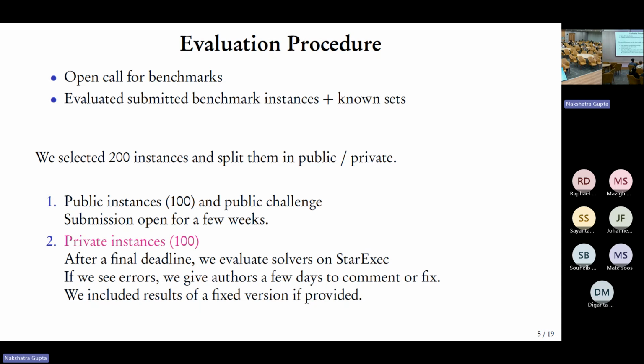And if we find a solver which solves some instances wrongly, then we get back to the authors and ask them for a fix or get some feedback from them. This year we had around 4 solvers which went through multiple rounds of feedback. So we have really helped them to bug fix their solvers.